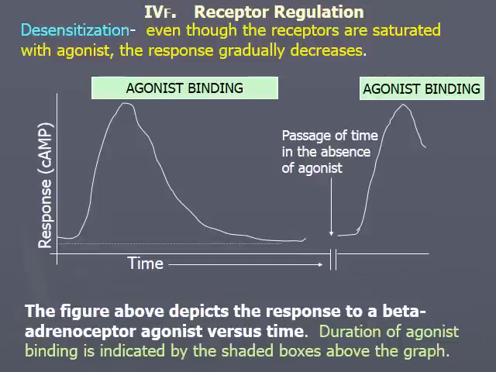And so scientists decided to let some time go. So they took the drug out of the tissue bath. They washed out the tissue, added fresh culture medium. This is called a passage of a few minutes in the absence of agonist. They washed the tissue, they took out the agonist, and then they added the agonist again. And what happened? The tissue started to respond again. And then it started to not respond again. And so this break in the graph is a few minutes.